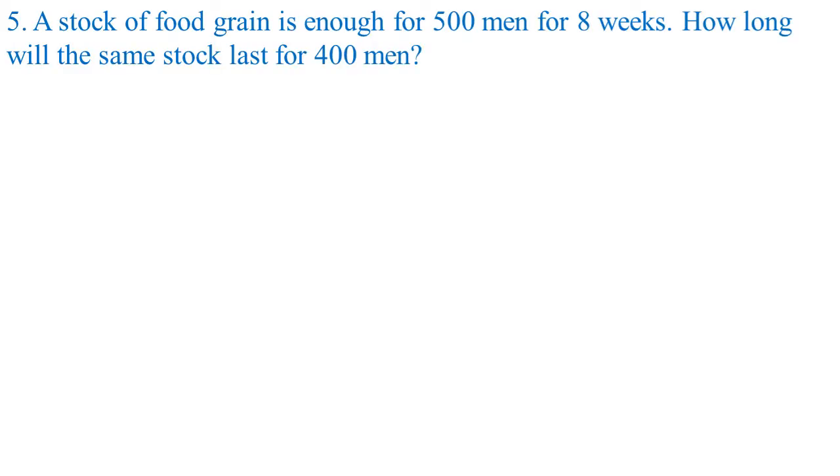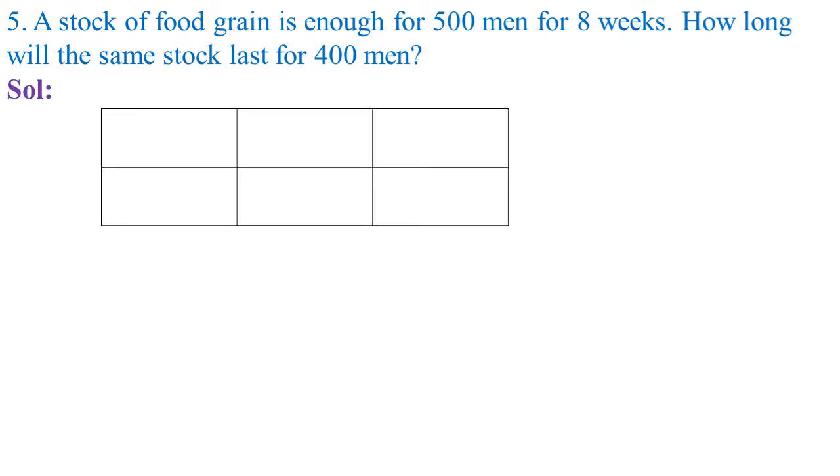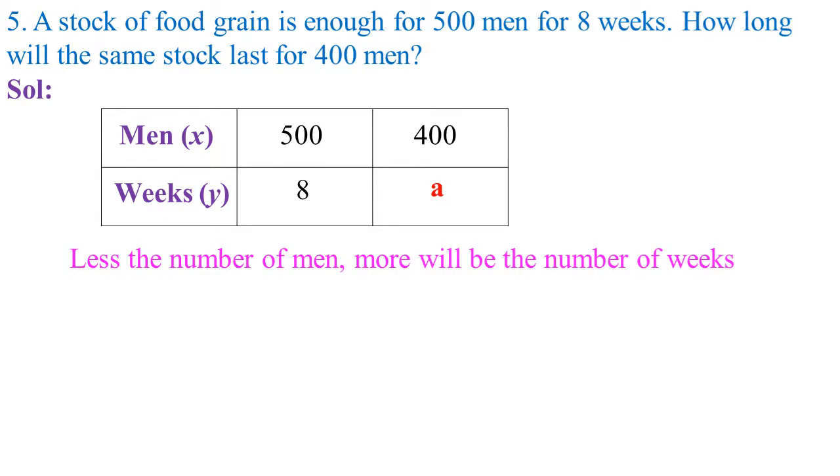Next, a stock of food grain is enough for 500 men for 8 weeks. How long will the same stock last for 400 men? Solution: given men and weeks. Let's take x and y. A stock of food grain is enough for 500 men for 8 weeks. Let's find the number of weeks the stock lasts for 400 men. So we should find the A value here.